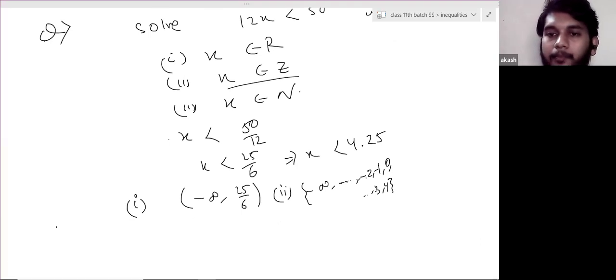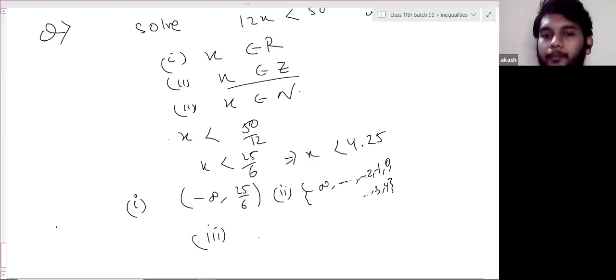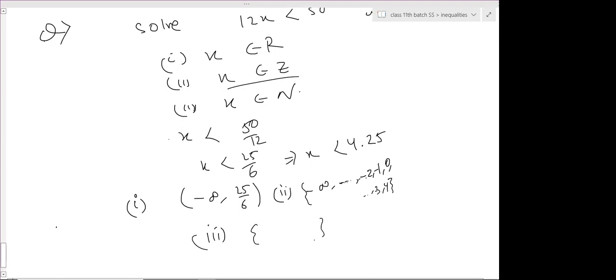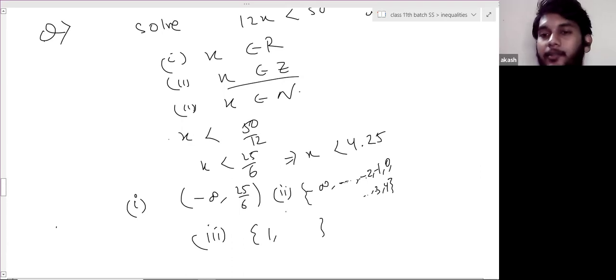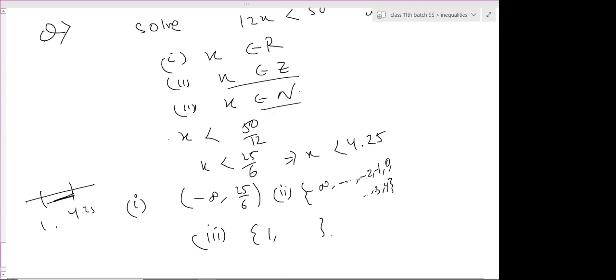This is clear, Iram? Yes. So next part, what will be the answer? 1, comma 4.25. Oh no, again you are using intervals. When do we use intervals? When we have to write all the numbers from 1 to 4.2. But x belongs to natural numbers, so x is only 4. Sir, actually, it's 4.1, not 4.2.